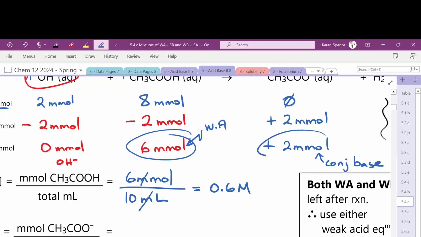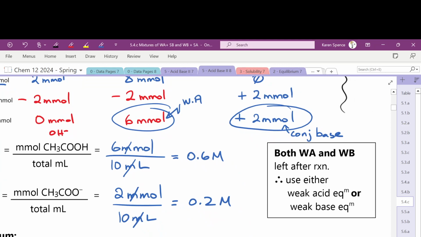We have 2 millimoles of the CH3COO minus, also in 10 milliliters. And so we end up with 0.2 molar. So we have both the weak acid and its conjugate base. So we are still going to use a Rice table to find the pH, but we're going to have to plug in 2 different things now.